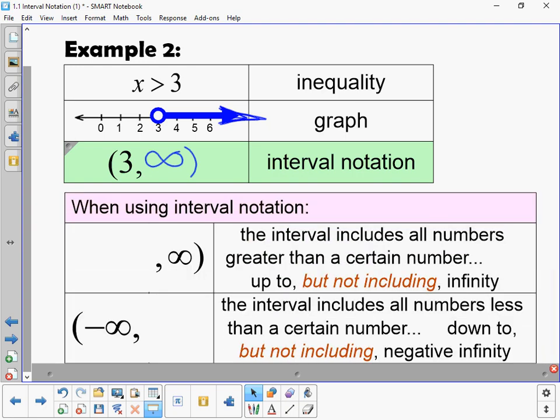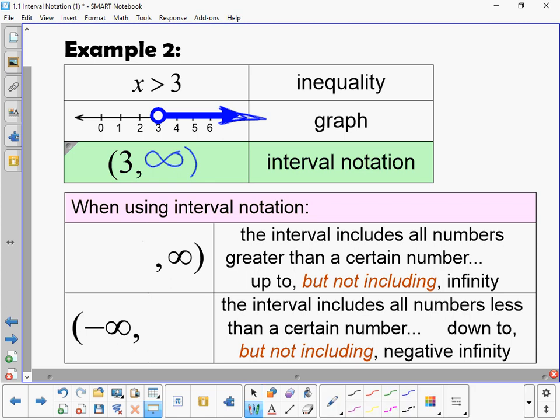So there's these two different situations you may have. If it includes all numbers greater than a certain number, up to but not including infinity, you may have some number here, 5, 3, 7, from that number up to infinity. The graph of that will always look something like this with an arrow going to the right.